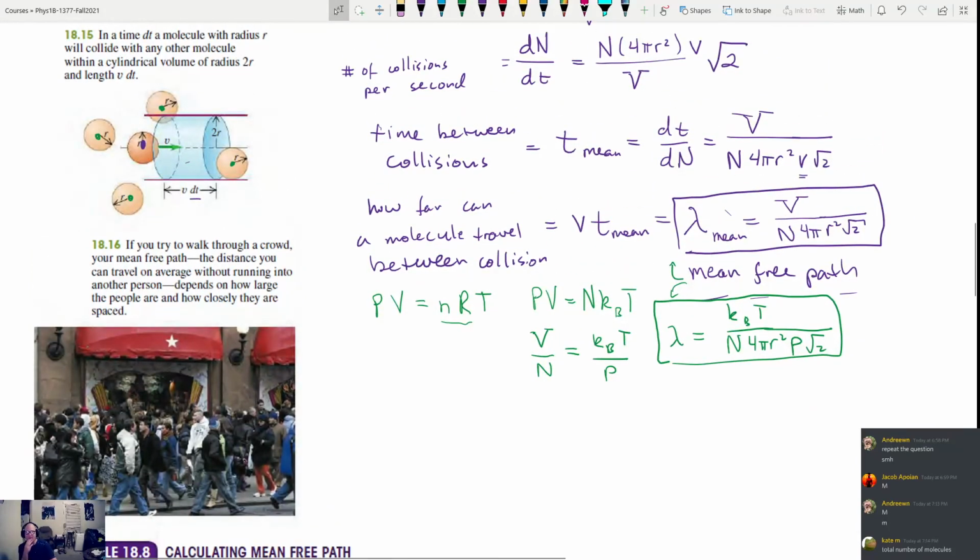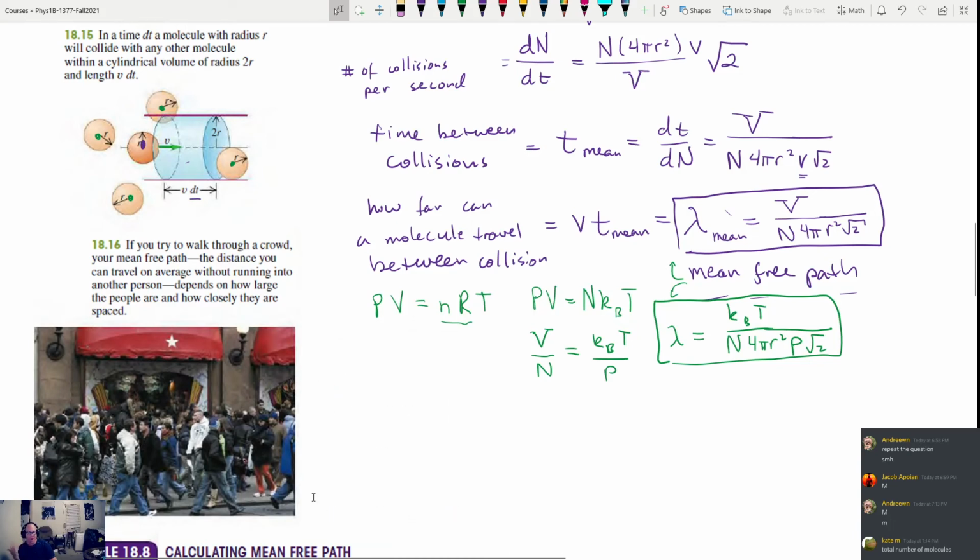Let's look at this picture and talk about it, actually. It says, if you try to walk through a crowd, your mean free path, the distance you can travel on average without running into another person, depends on how large the people are. It also depends on how big you are and how closely they are spaced. So if you're walking around in downtown New York, or through a concert venue where everyone's kind of packed closely together, you're probably going to bump into people when you move around, right?